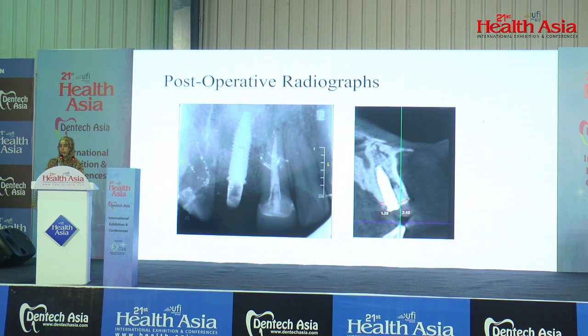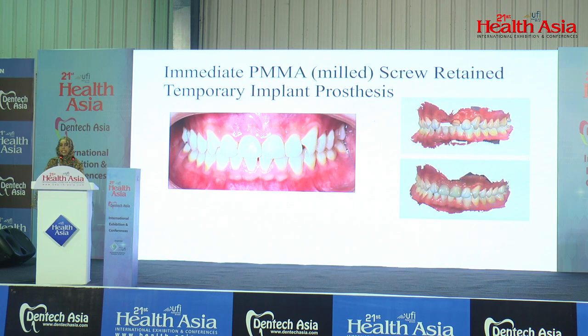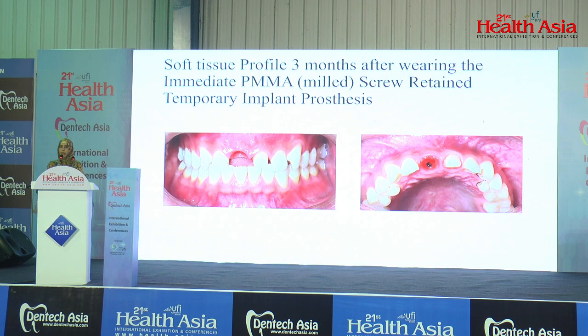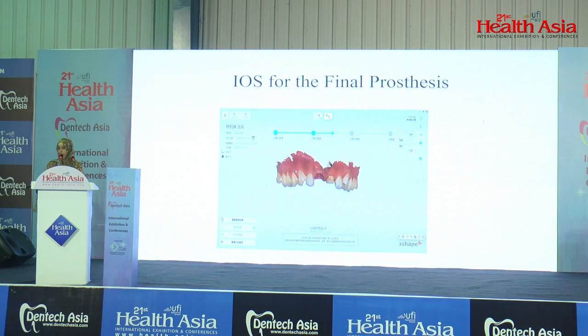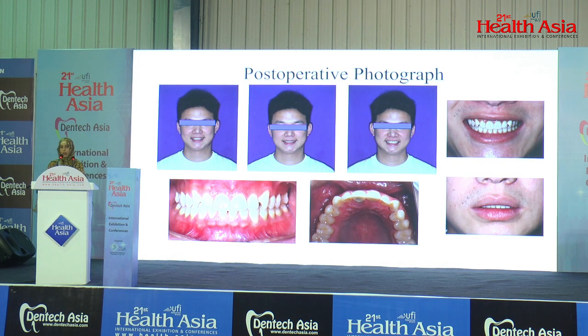This is the post-operative radiograph. We immediately take the oral scan of the patient and then provide him a temporary prosthesis, which the patient wears for at least 3 months. After 3 months, when we remove it, we have a soft tissue profile like this, and it's quite suitable now, so we can proceed with the permanent prosthesis. We again take the intraoral scan, and this is the final outcome.